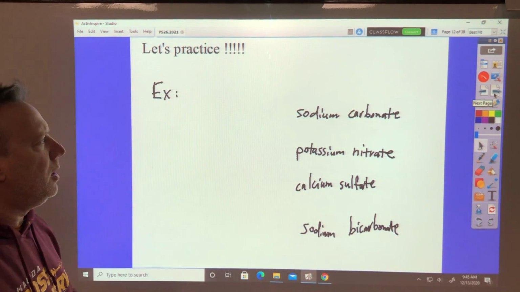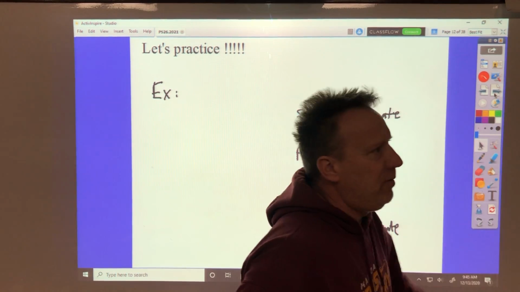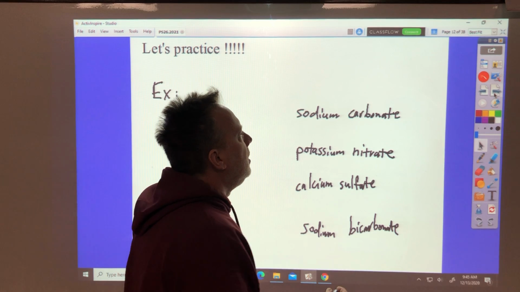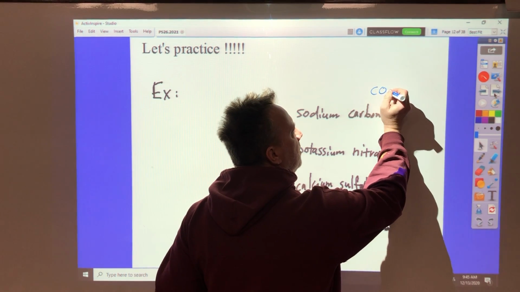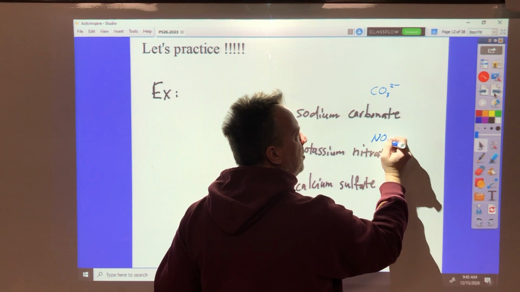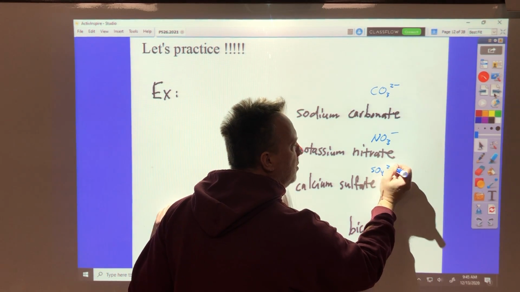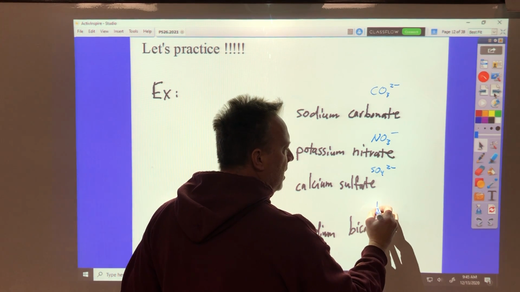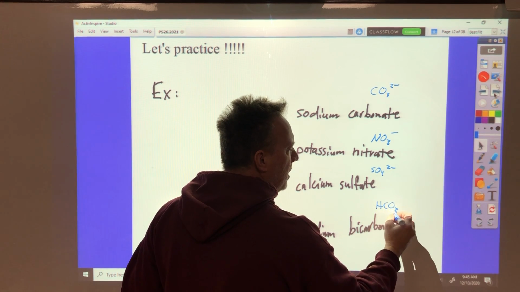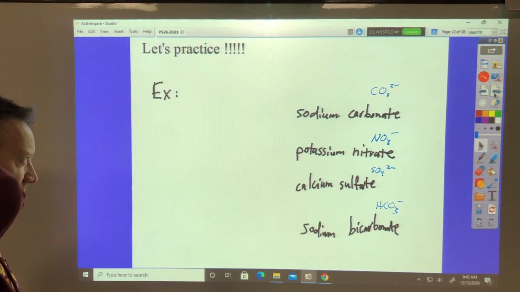Well, let's write them over here. First of all, I know these ions because I've been doing them for 40 years. Carbonate is CO3 2 minus, nitrate is NO3 minus, sulfate is SO4 2 minus, and bicarbonate is HCO3 minus. Those are all in that table 4.